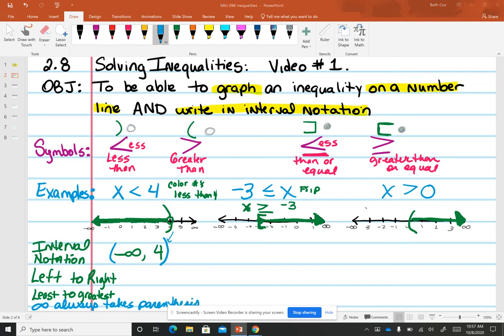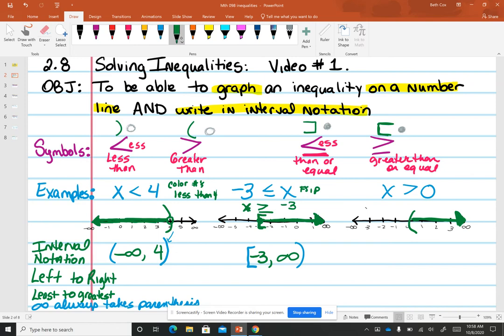Okay, so now let's look at the next one. All right, so the number on the left is -3. The number on the right is positive infinity. The 3 has a bracket, and infinities always take parentheses.